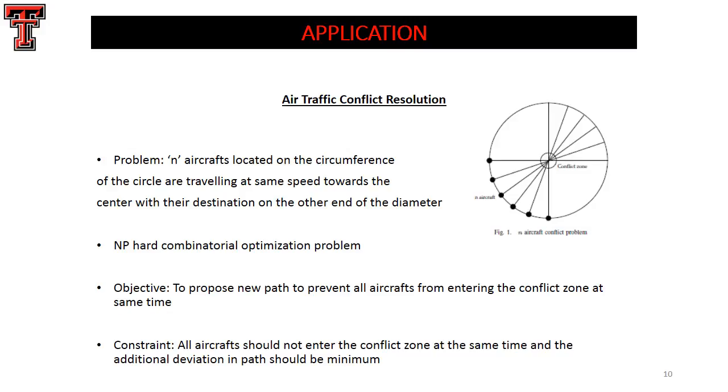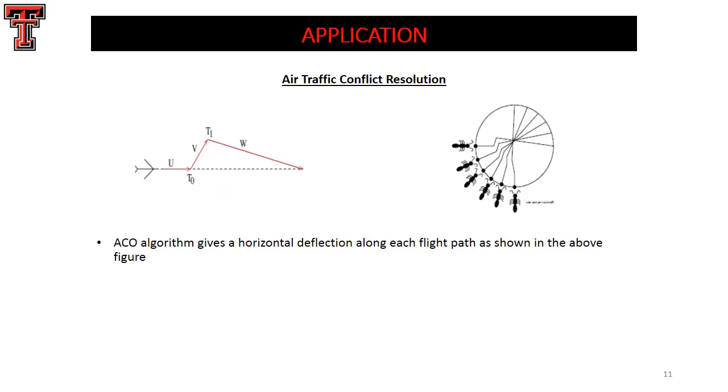The ant colony optimization technique has been employed by the authors to solve this problem. The solution proposed by the ant colony optimization algorithm is pictorially represented here. The algorithm proposes a horizontal deviation along the flight path for each of these flights, satisfying all the constraints. That is, each flight travels through the minimum path possible, and none of the flights meet each other in the conflict zone at the same time.